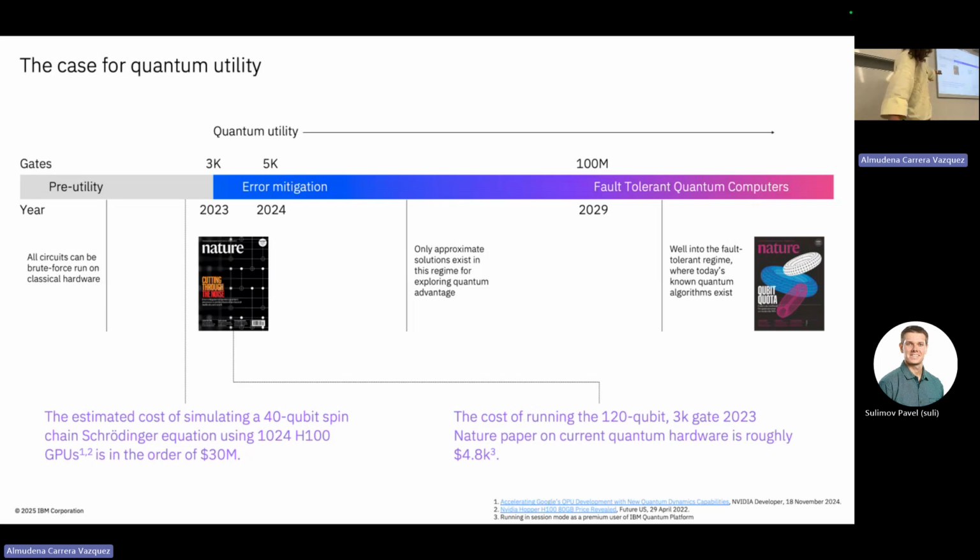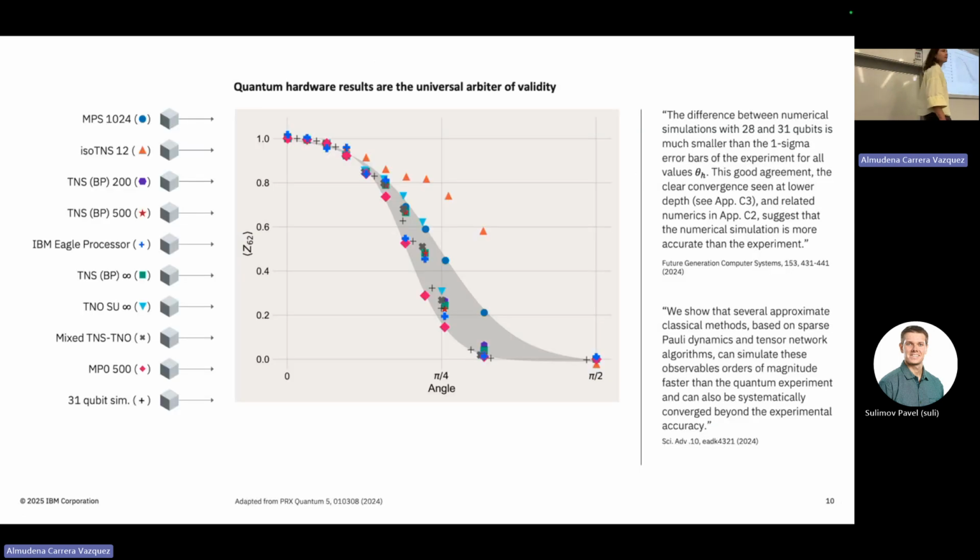So I want to show a plot from this paper because this was the first time that you could not simulate the quantum algorithm with a classical computer. And in fact, when the paper came out, very shortly there were many papers on how to simulate this circuit classically. And then if you put all the results on a line of the different methods, you realize that they do not agree with each other.